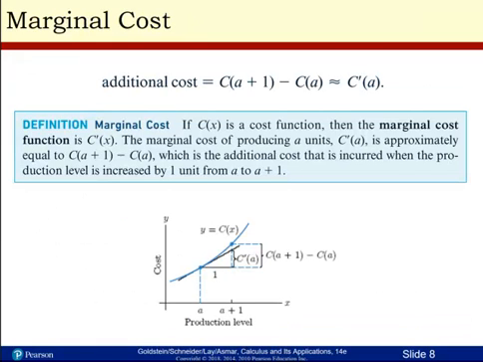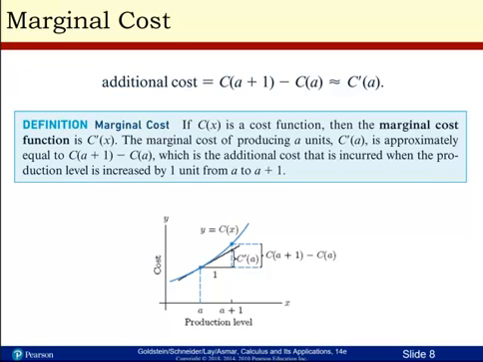Additional cost. So we're going to do something a little different now. We're looking at marginal cost. Additional cost is going to be capital C of A plus 1 minus C of A. This is about equal to the derivative of C at A. All right, so we're going to get an approximation here. So the definition of marginal cost is if C of x is a cost function, then the marginal cost function is C prime of x.